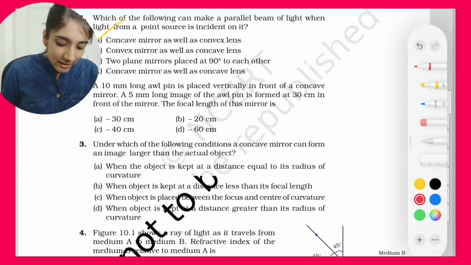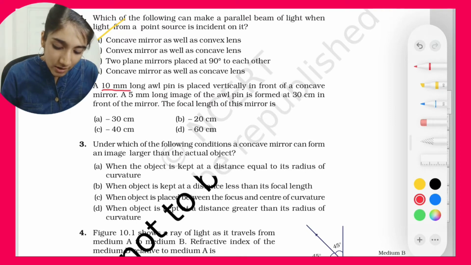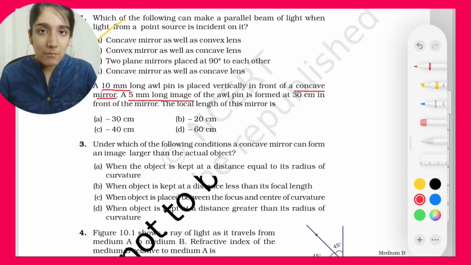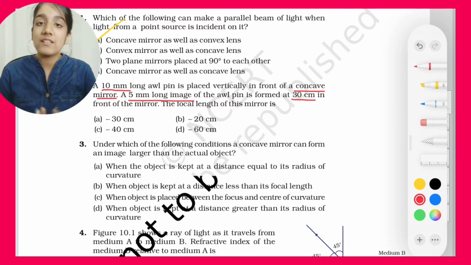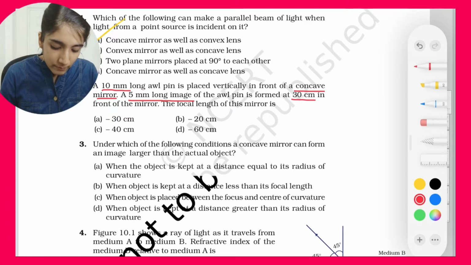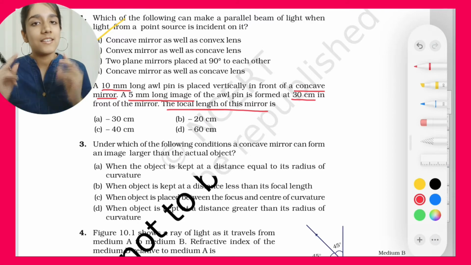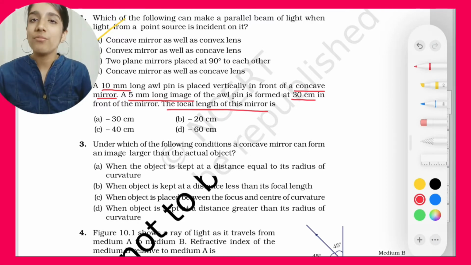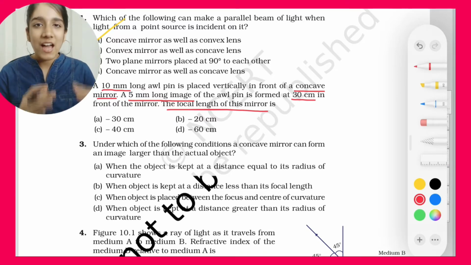It says that the object here is a ball pen and its height is 10 millimeters and it is placed vertically in front of a concave mirror. So the mirror here is a concave mirror, and a 5 millimeter long image. So what's the height of the image? It is 5 millimeters. It is formed at 30 centimeters in front of the mirror. So what is the image distance they have given us? 30 centimeters, and they have told us to find the focal length. So here we will be using two formulas, one is the mirror formula and the second one is the magnification. By the formula of magnification we can find the object distance, which we will substitute in the mirror formula, and we will find the focal length.